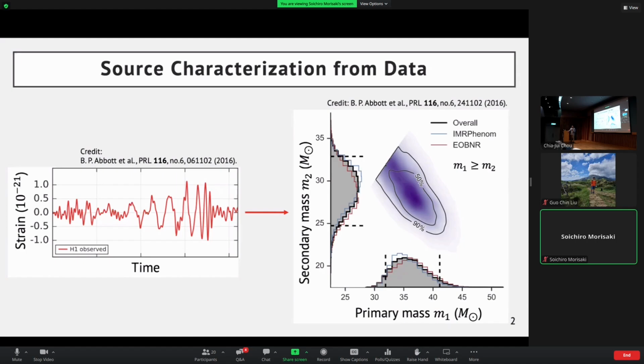Okay, maybe another question from online. How well does the Gaussian noise ansatz fit the different noise sources for LVK detectors?